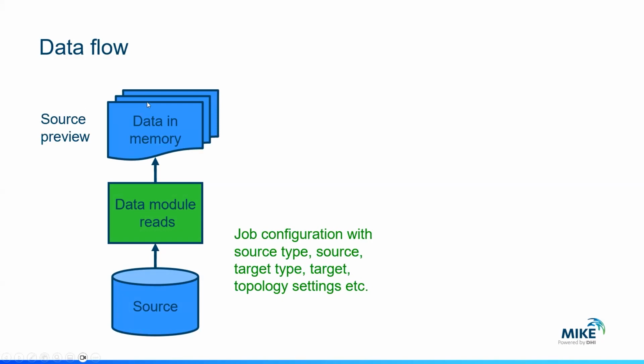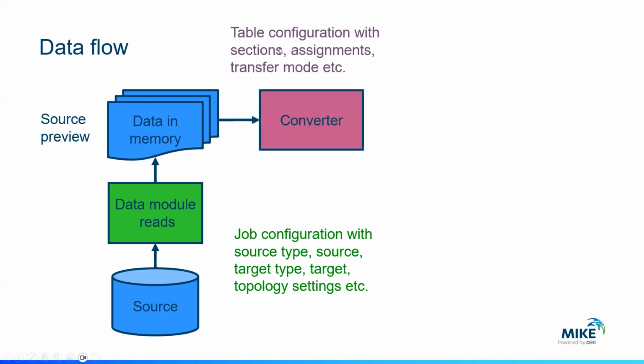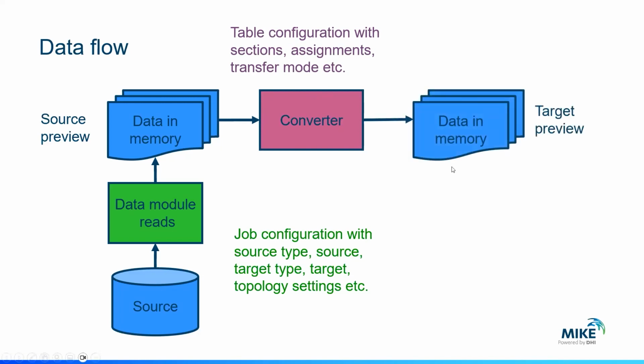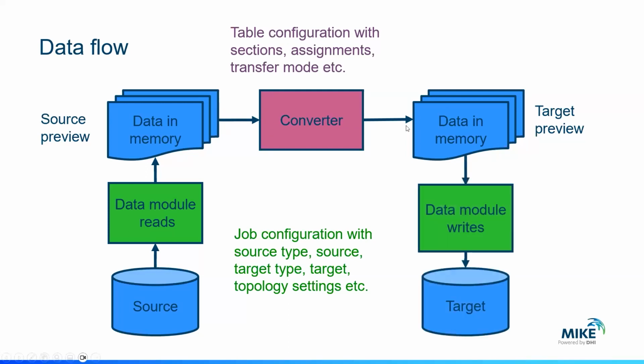So this is a number of tables accessible to Mike Plus. Then we have the table configuration with sections and assignments. We also define the transfer mode. And if this definition is okay, so if verify was positive, then we'll see the data in memory again, which was the target preview. And if you hit run, it sort of skips the target preview and writes directly into the target.